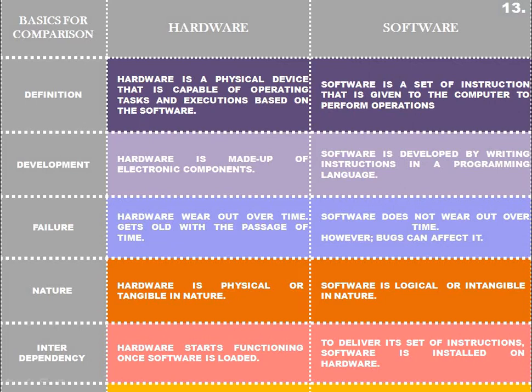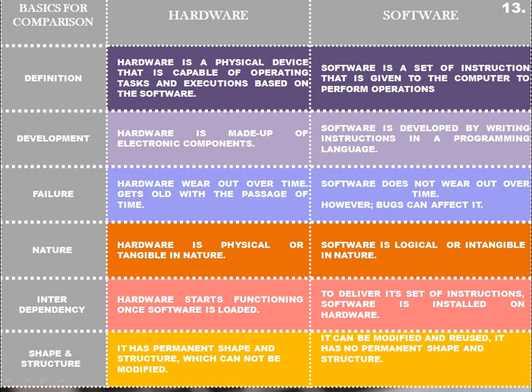Hardware is physical or tangible in nature, meaning a user can touch the hardware components, while software is logical or intangible in nature. Hardware starts functioning once the software is loaded, and the software, to deliver its set of instructions, is installed on hardware. Hardware has a permanent shape and structure which cannot be modified, and software can be modified and reused, meaning certain updates can extend the features of a software. It can be upgraded with the passage of time. It has no permanent shape and structure.